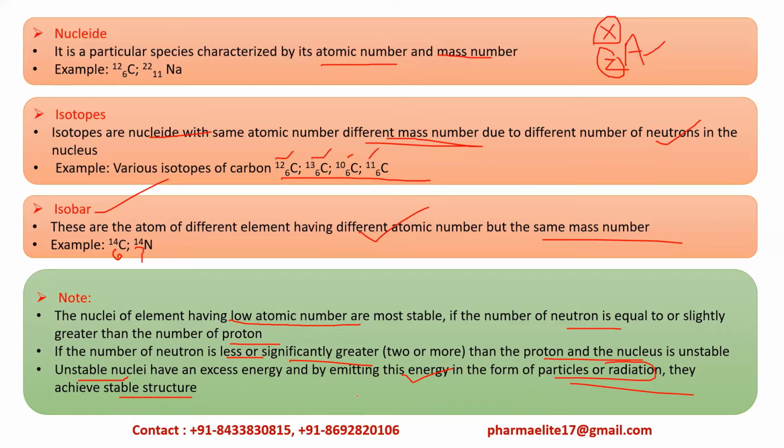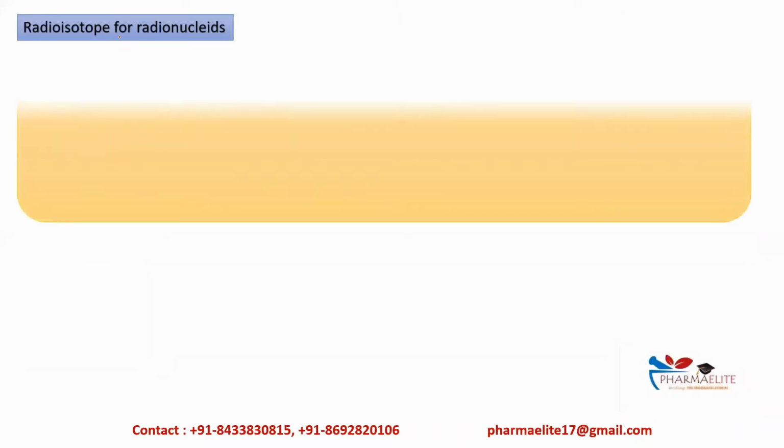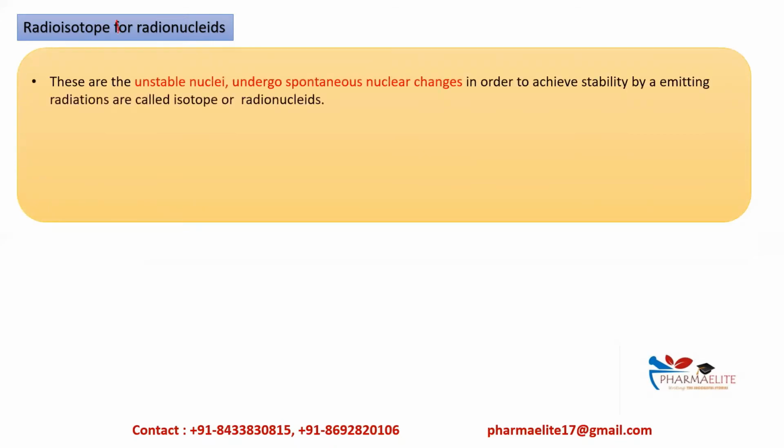Okay, so what is radioactivity? Radioactivity is a spontaneous disintegration of the unstable nuclei, with emission of radiations or particles, that results in a new nucleus which is a stable one. Radioisotopes or radionuclides: these are the unstable nuclei which undergo nuclear changes in order to achieve stability by emitting radiations, and these are called radioisotopes or radionuclides.